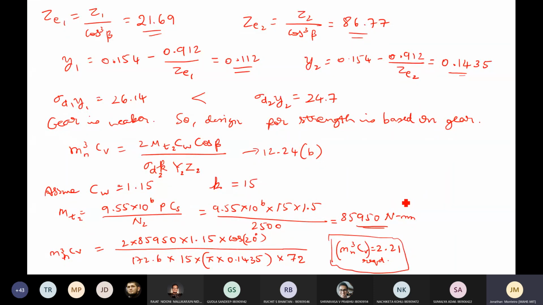Mn cube Cv is the required value. Now we will go with the iterations. Once you set the normal module, your d2 will be fixed. d2 is equal to mnz2 by cos beta. Then v will be fixed: pi d2 capital N2 by 60,000.